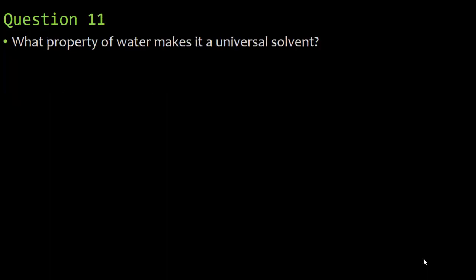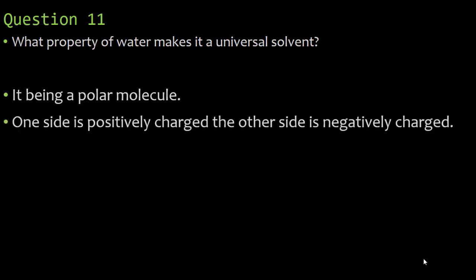Number 11, what property of water makes it a universal solvent? Well, we have to know what a solvent is first. A solvent is something that dissolves other substances. So it being a polar molecule makes it a universal solvent. And when we talk about a polar molecule, that means one side's positively charged and the other side is negatively charged.